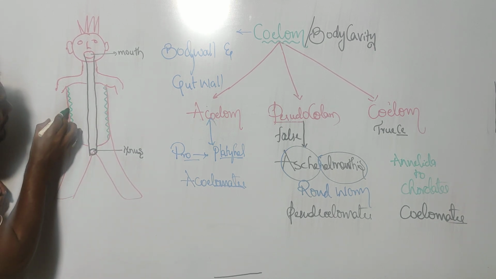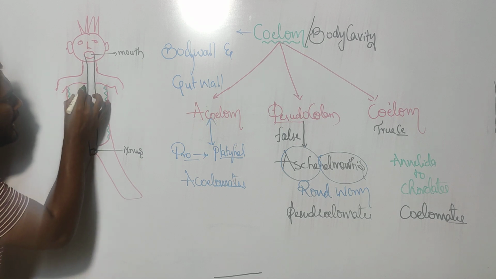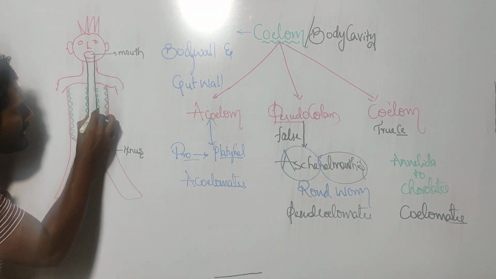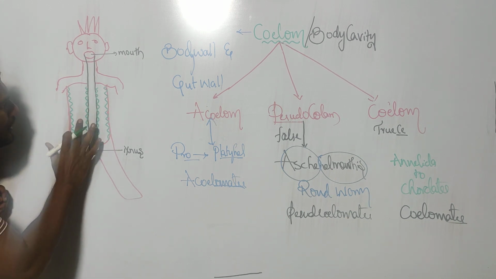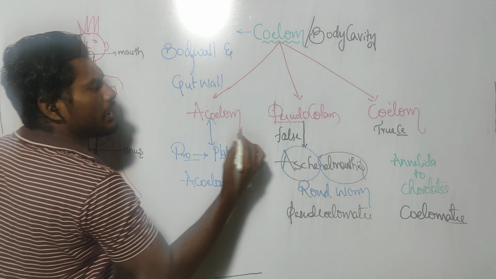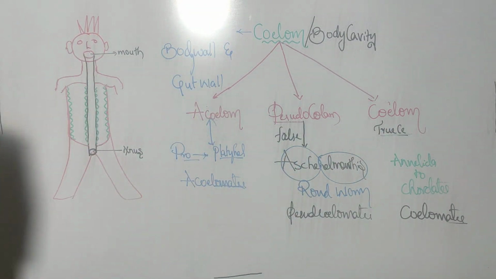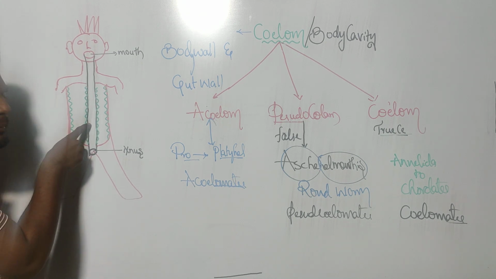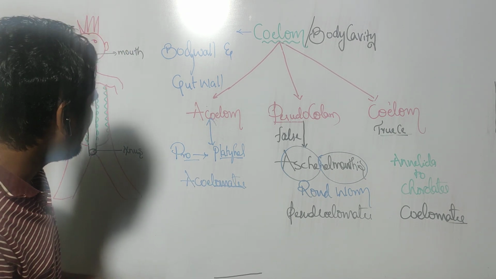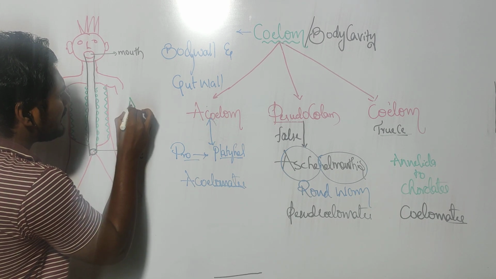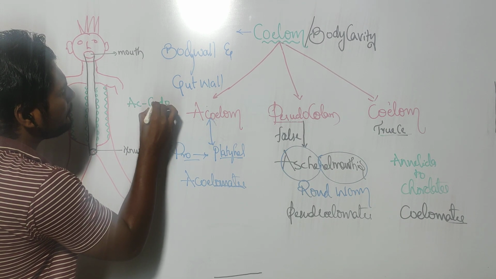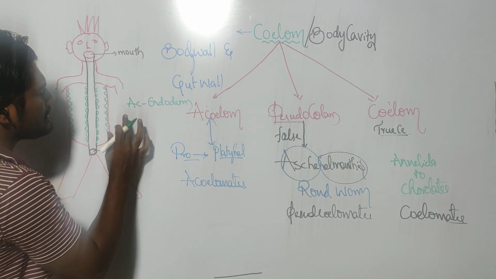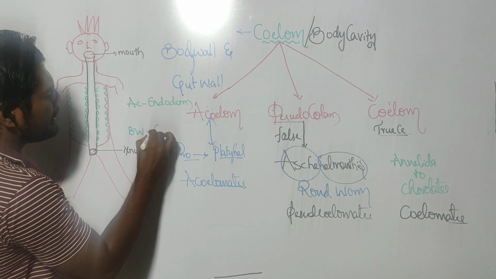So now let's see, the mesoderm layer is in contact with the body wall, and as well, the mesoderm layer is in contact with the alimentary canal. So this type of coelom we call a true coelom. What is a true coelom? The mesoderm germinal layer, the body wall you consider as ectoderm, and the alimentary canal you consider as endoderm. Body wall is nothing but ectoderm.